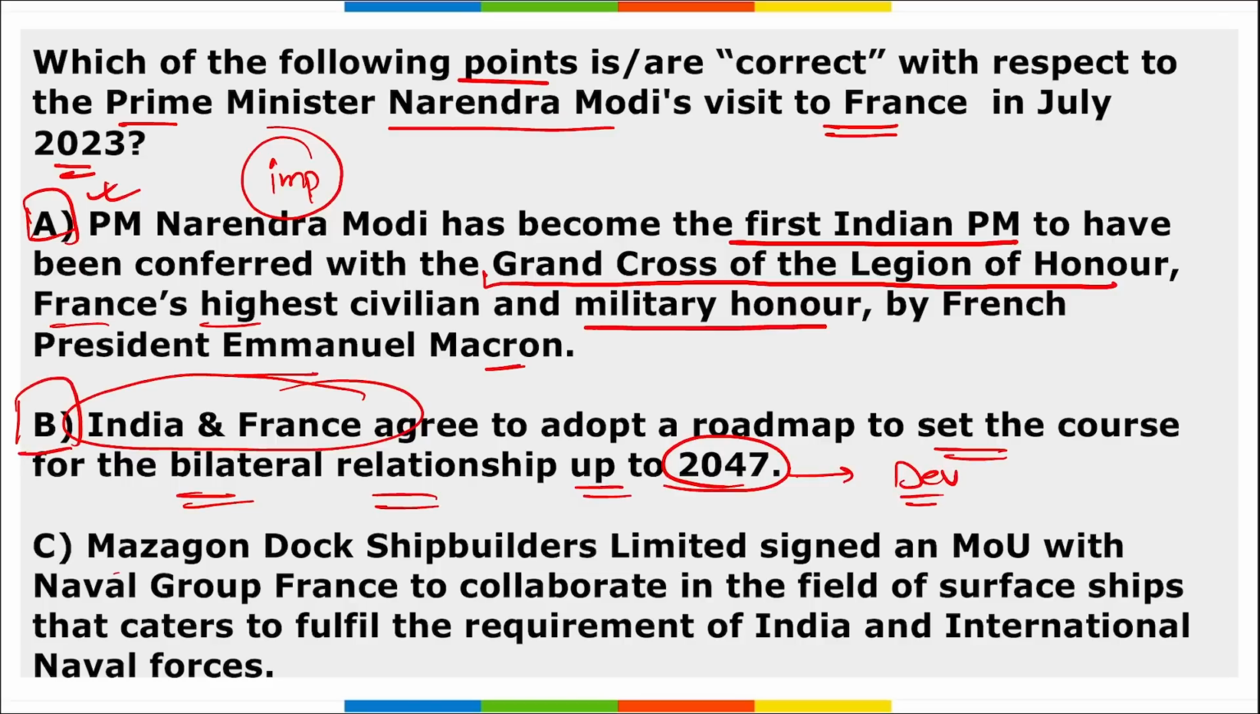Option C, Mazagon Dock Shipbuilders Limited, they recently signed this MOU with Naval Group of France to collaborate in the field of surface ships that will cater to fulfill the requirement of India and international naval forces. So no, it is not. Option C is wrong here. It is not your Mazagon Dock Shipbuilders Limited. Actually, it is your GRSE, that is your Garden Reach Shipbuilders and Engineers Limited. They signed this MOU with Naval Group of France. So option C is also correct.